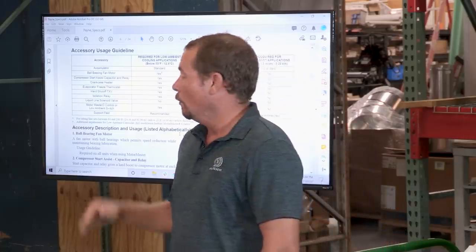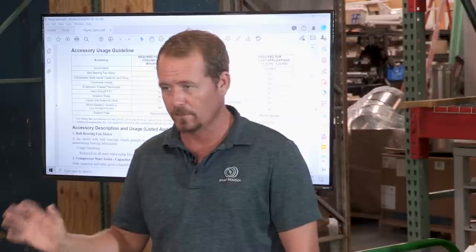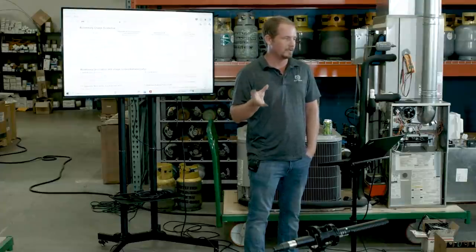Now, whenever you're going to put a hard start kit on a new piece of equipment, I strongly recommend putting in the one that's recommended by the factory versus a universal one. And why is that? Why do I recommend putting in a factory hard start versus a universal hard start? Anybody know?